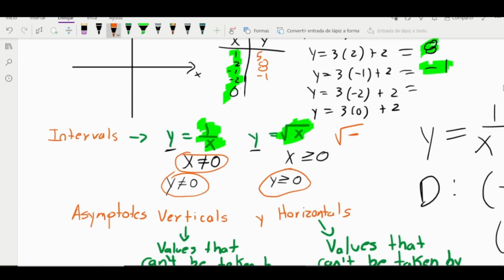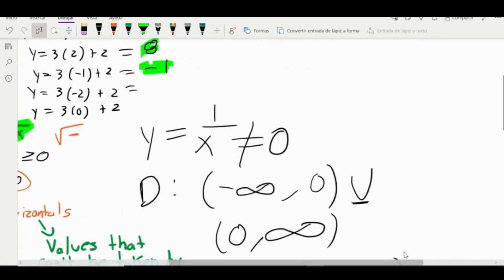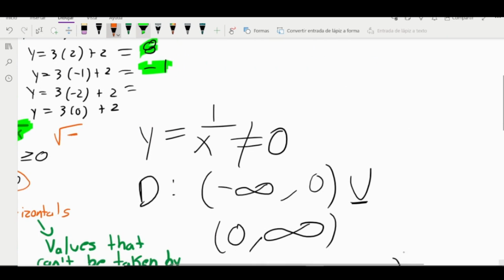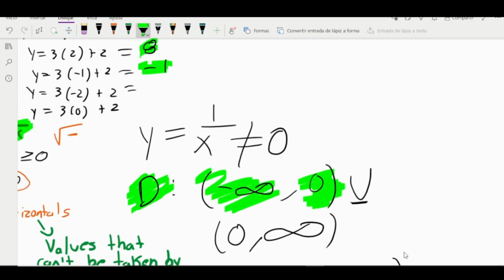Okay, so here, for example, if we analyze the restriction for each expression, let's start with a fraction. We say that x is not possible to be equal to 0, so we can express the domain. This is the D from the domain. It's taken from minus infinity, approaching 0 but it's not going to be 0, and union 0 until infinity.